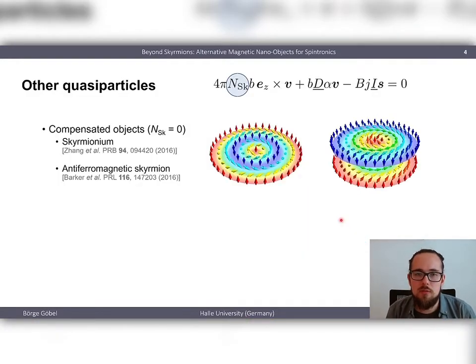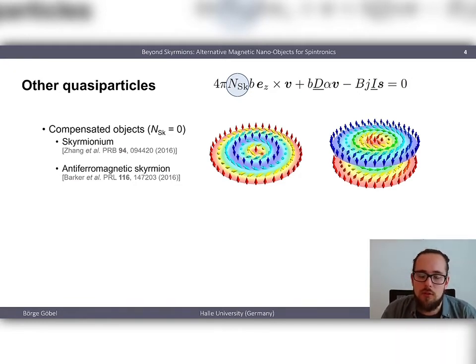So using these two objects, I would say, is the most simple thing you can do in order to suppress the skyrmion Hall effect, because you can immediately see that the topological charge of these objects is 0, and therefore the gyroscopic term will be absent, and this means we have no skyrmion Hall effect. I think it's really quite simple. And the whole trick here is to combine two skyrmions with opposite topological charges.